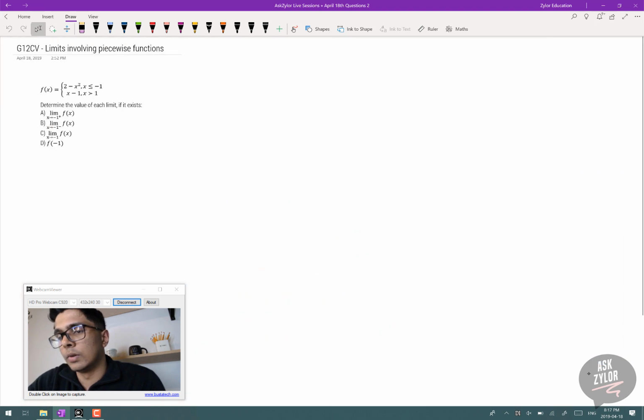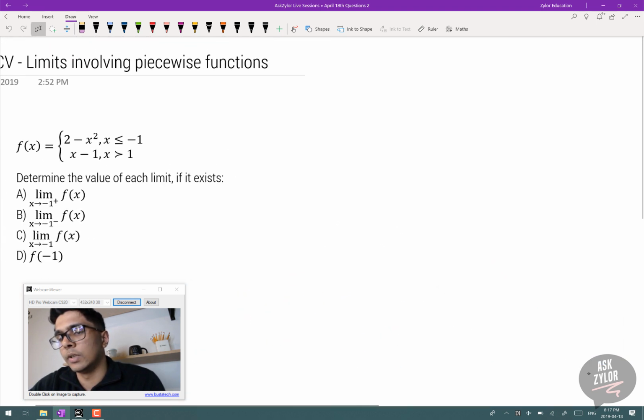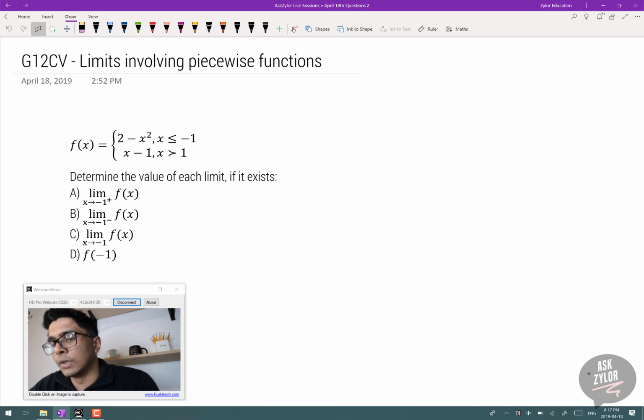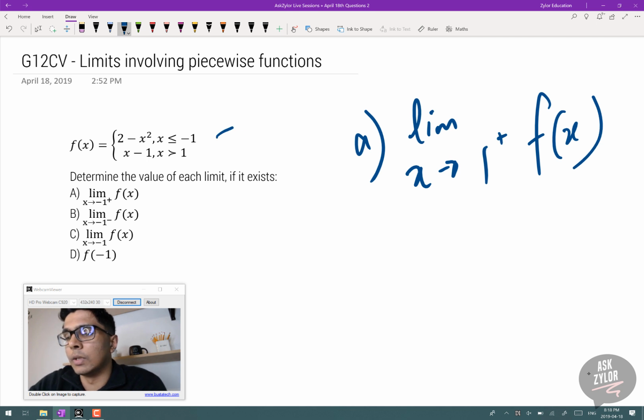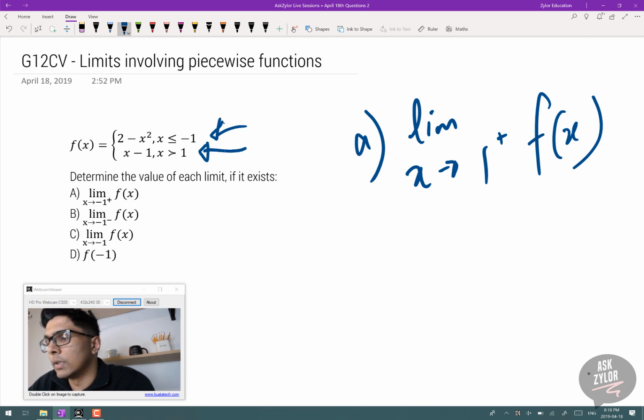So we're going to do a grade 12 calculus and vectors question dealing with limits. So it's a piecewise function, and we're asked to determine the value of each limit if it exists. So for the first one, we have the limit as x approaches 1 from the right side. That means we need to pick one of the piecewise functions, either the top one or the bottom one, to evaluate. So if I'm coming from the right side, that means my x is always going to be bigger than 1, right? So I'm going to evaluate the bottom function.